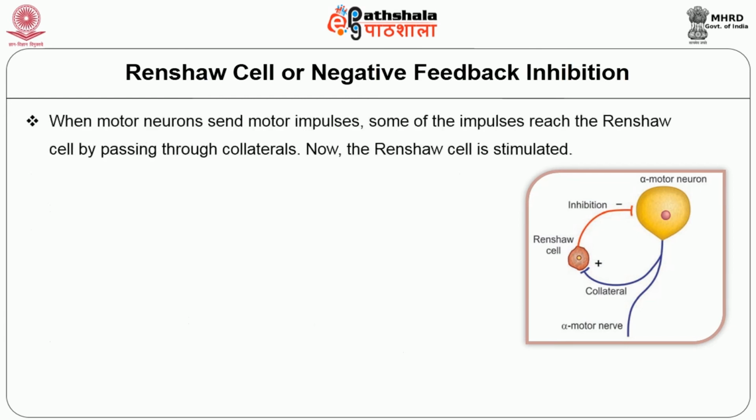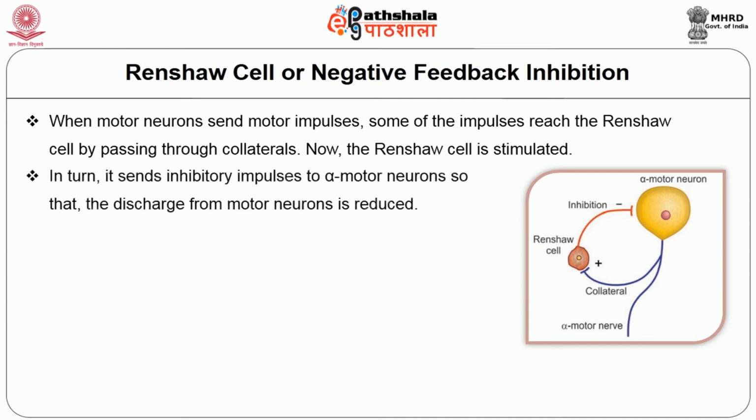When motor neurons send motor impulses, some of the impulses reach the Renshaw cell by passing through collaterals. Now, the Renshaw cell is stimulated. In turn, it sends inhibitory impulses to alpha motor neurons so that the discharge from motor neurons is reduced.